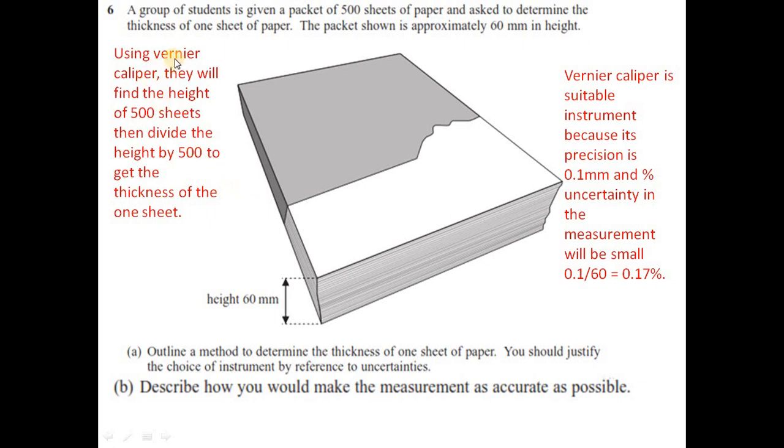And because we are using vernier calipers, we also can include a zero error. So we should check if there is a zero error in the instrument.